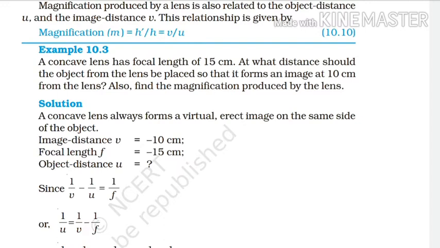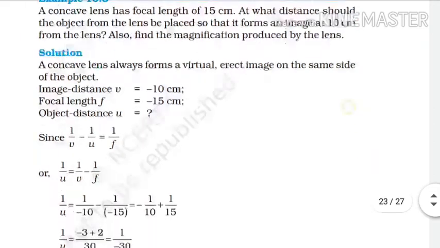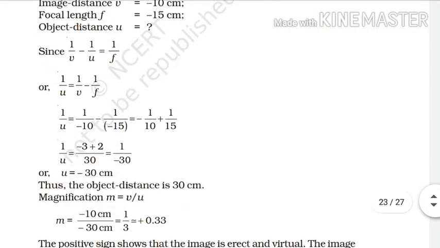So if we apply the lens formula, that is 1 upon v minus 1 upon u equal to 1 upon f, and transpose the terms 1 upon u and 1 upon f to either side of the equal sign, then we find 1 upon u equal to 1 upon v minus 1 upon f. If we put the values of v and f with sign in the above formula, then we can easily find the value of u, and after putting them we have found that the value of u is equal to minus 30 centimeter.